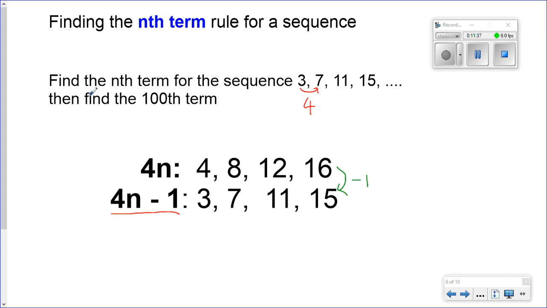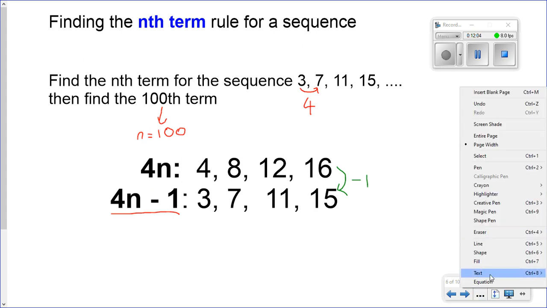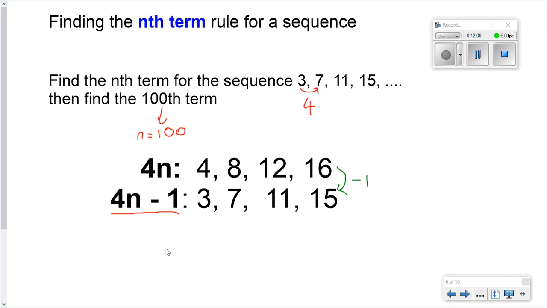There's a second part to this question. Then find the 100th term. So remember that in the rule involving the nth term, n is equal to our position number. So for our 100th term, that tells us that n has got to equal the number 100. So we've got our rule, 4n minus 1. So now let's just replace n with 100. So 4 times 100, take away 1.